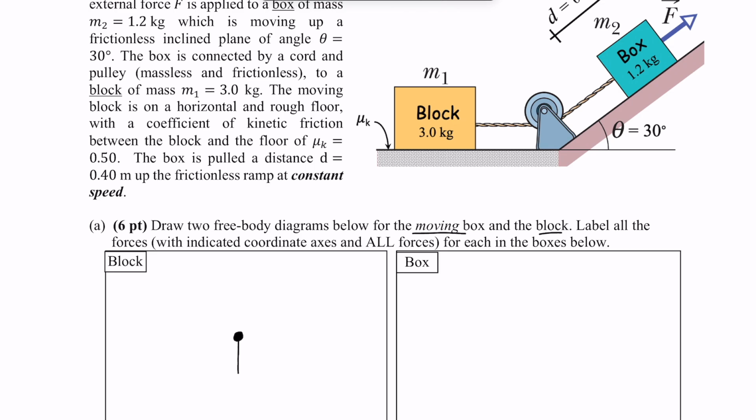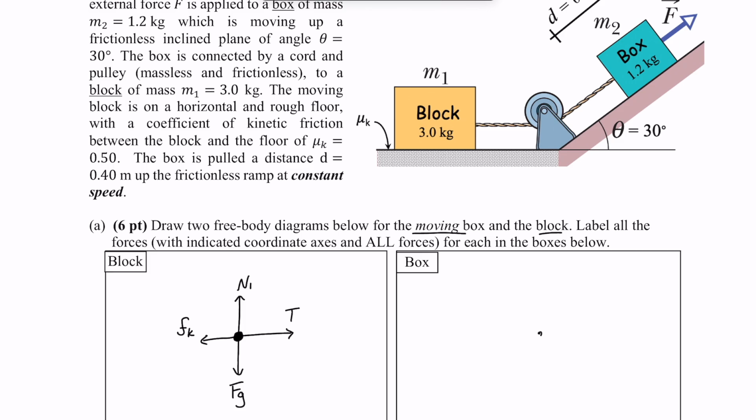And as always, there's going to be a force of gravity on it. There's a normal force perpendicular to the surface. There's a tension force from the rope. And because it's moving and the surface has friction, there will be a friction force pointing to the left.